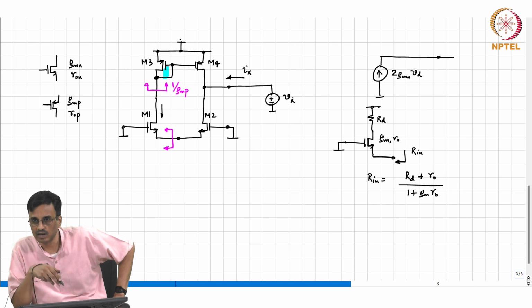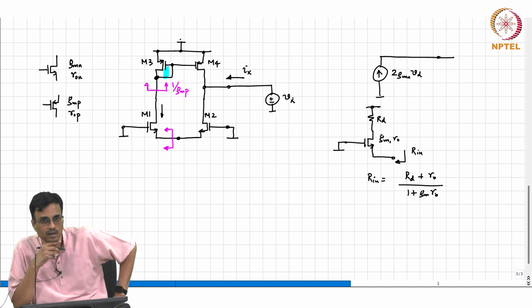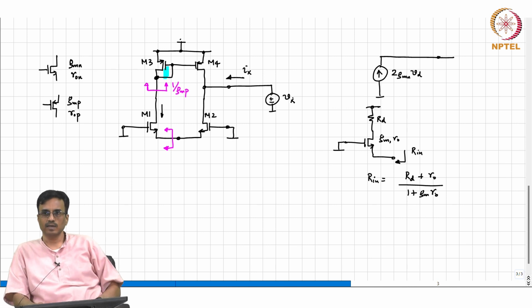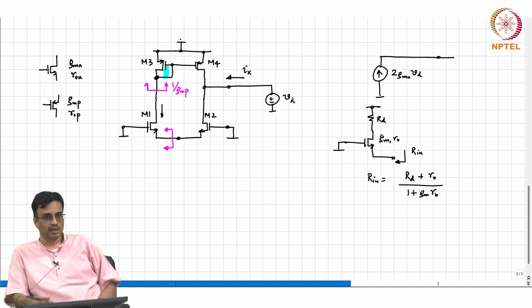Okay. So, sanity check, if R0 is infinity, what should be the input resistance? 1 by GM. All right. Does that turn out to be right here? If R0 tends to infinity, you can neglect RD and therefore, the input resistance becomes 1 over GM.